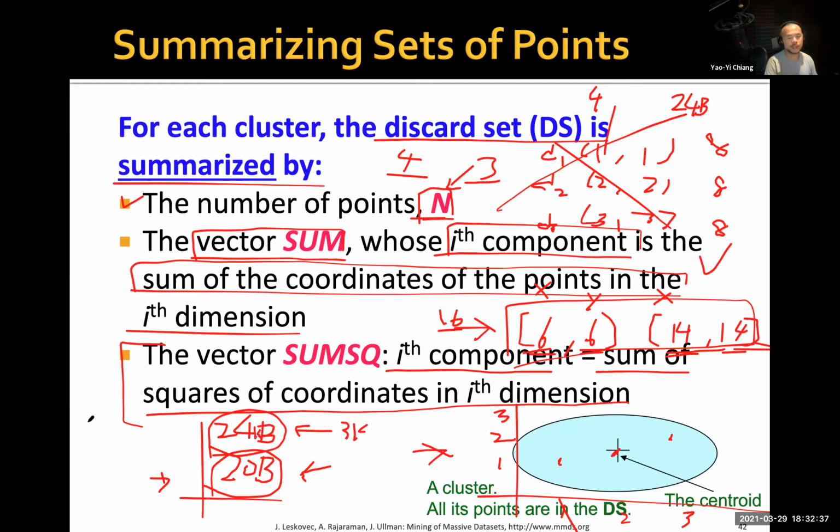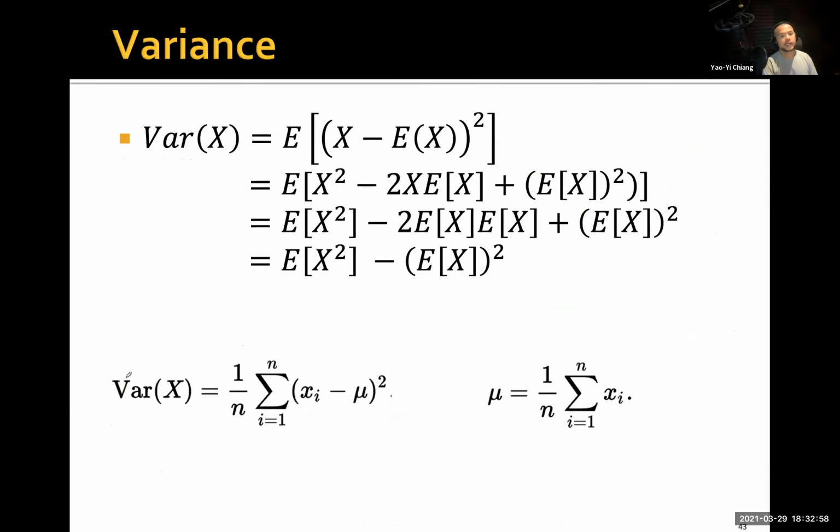So this is what we mean. The memory consumption is based on the number of clusters, not the number of data points. All right, so these are 3 things you have to store. And why do we have to store them? Well, number of points might be obvious, but why do we want to store sum and sum square?